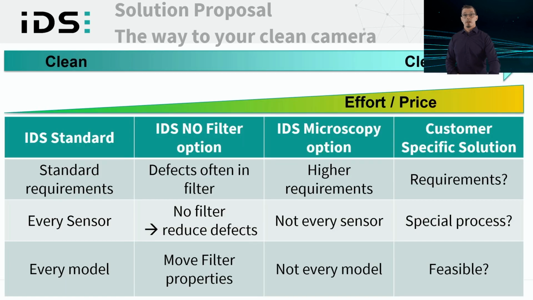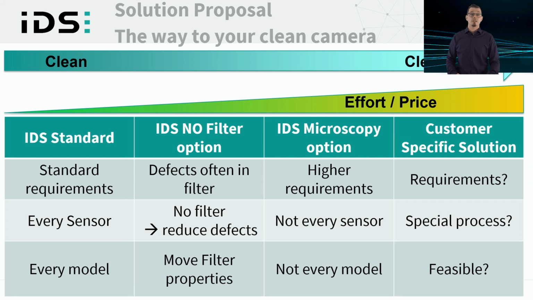So, as these defects are usually caused by the filter defects, the use of an IDS camera variant without filter may be a solution for the customer. Please note that any filter properties, such as the IR filter, must then be realized in other parts of the optical path. Using a camera without a filter does not result in any disadvantages.